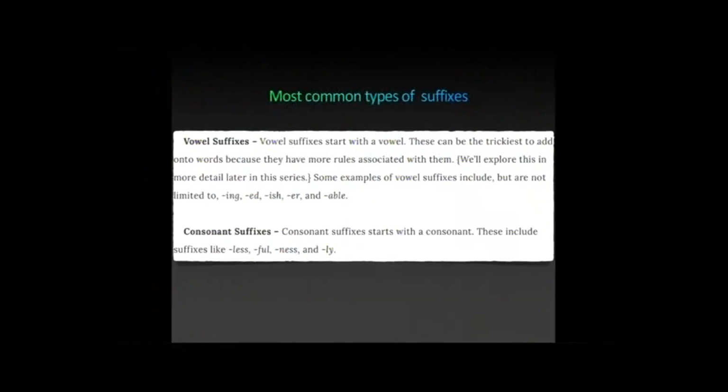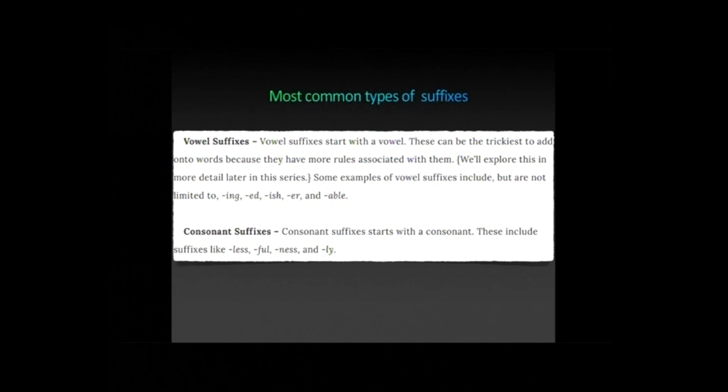Now vowel suffixes start with a vowel. These can be the trickiest to add onto words because they have more rules associated. We'll explore this in more detail. Some examples of vowel suffixes include but are not limited to ing, ed or i. It is not necessary that they start only with these; they can also start with consonant sounds, but mostly they are used with vowel sounds.